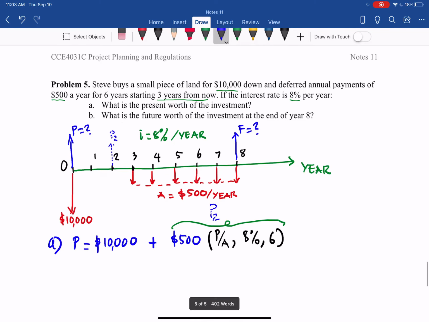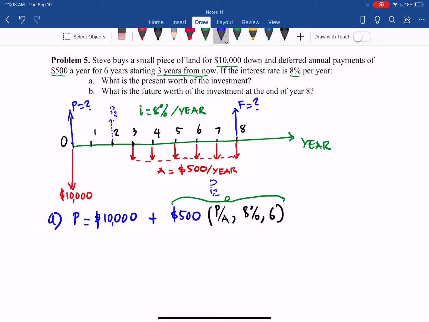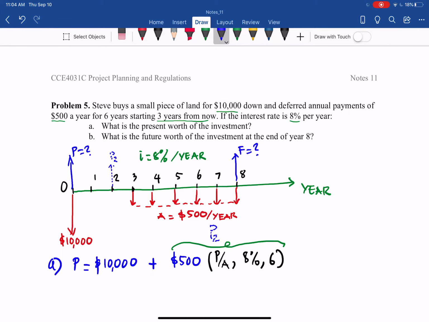Year 2, P2. Makes sense? But we wanted year 0. So you have to bring the P2 back to P0, back 2 more years. That one single payment P2, somewhere in the future, is brought back to the present value P. So given F, find P. That's why it becomes an F value. Yes, P2 becomes an F value at year 2.